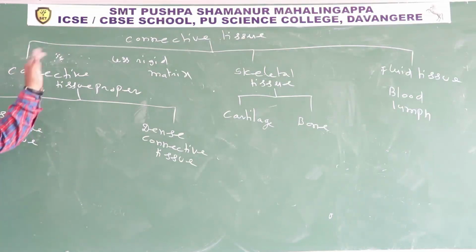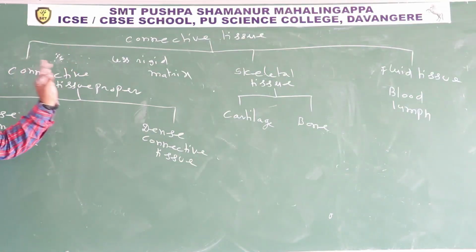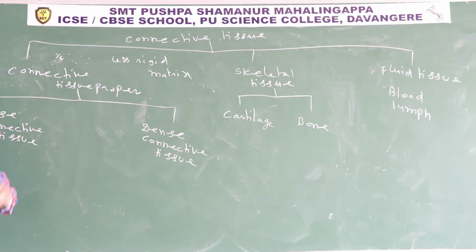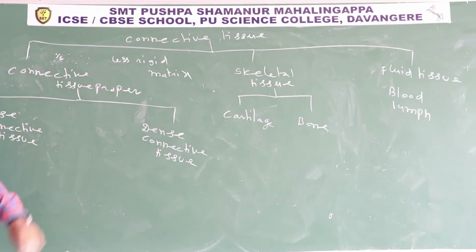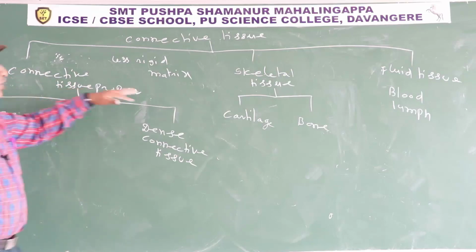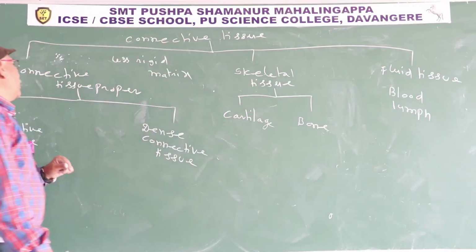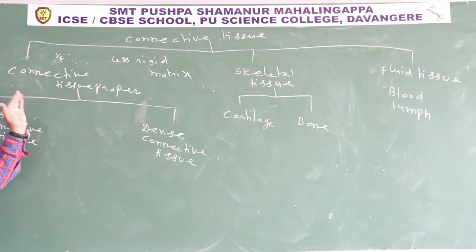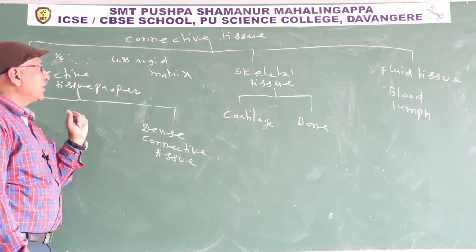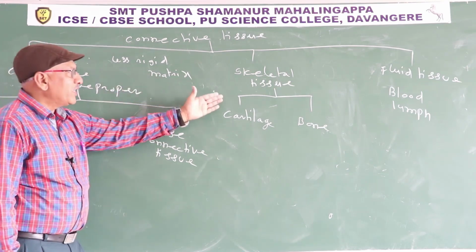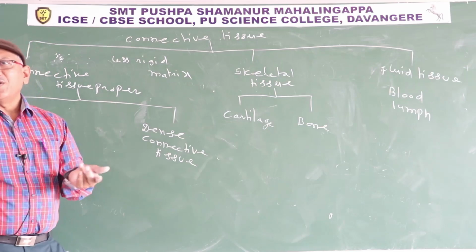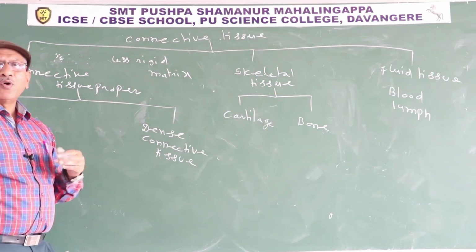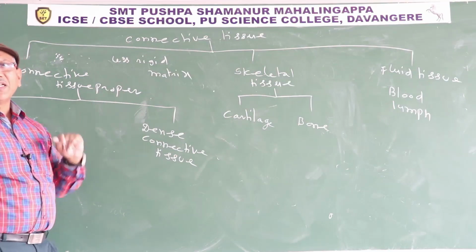So, the classification of connective tissue is based on the nature of matrix. What is matrix? Ground substance, or the substances secreted by the cells present in the same tissue. Three types: connective tissue proper, skeletal tissue, fluid tissue. Connective tissue with less rigid matrix is considered connective tissue proper. Connective tissue with semi-rigid or rigid matrix acts as an endoskeleton. The hard part present within the body that protects the inner delicate parts is known as endoskeleton.